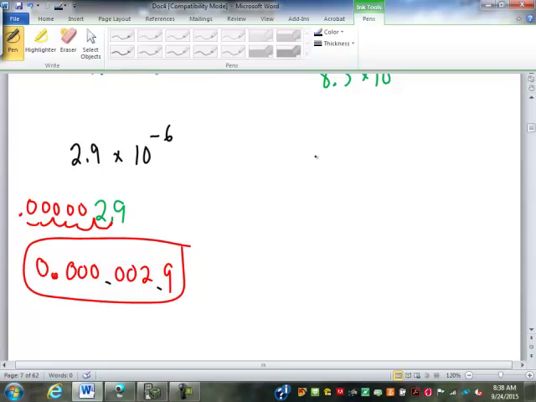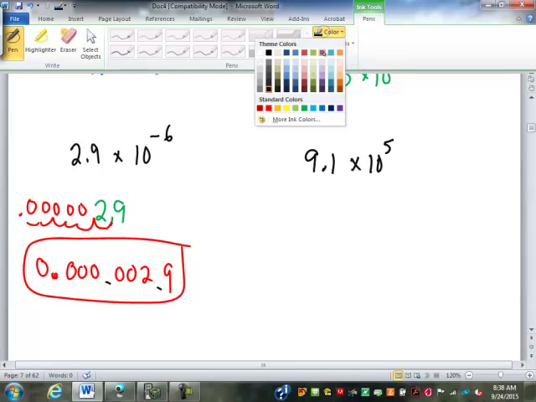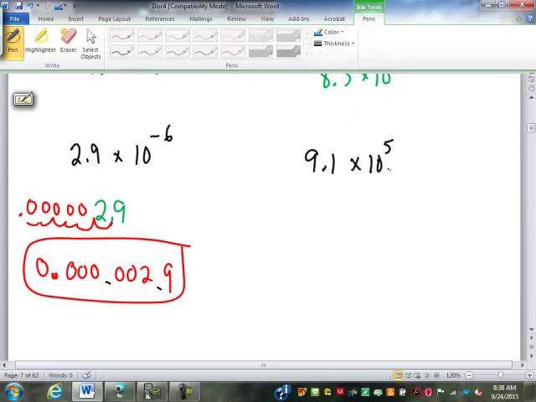So how about 9.1 times 10 to the 5th? What's that going to become? Well, is this a large number or a small number? Large. It's positive power of 10. So it's going to be large. So my decimal point has to move how many spots? 5. Left or right? The right. 1, 2, we got a 0, 3, 4, 5. So that is 910,000.